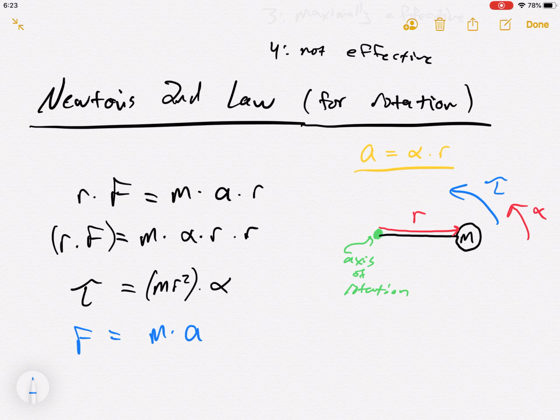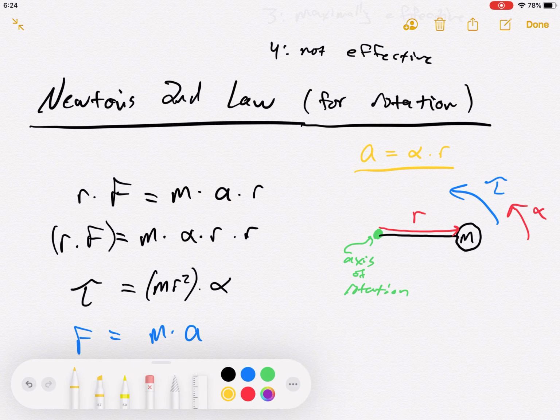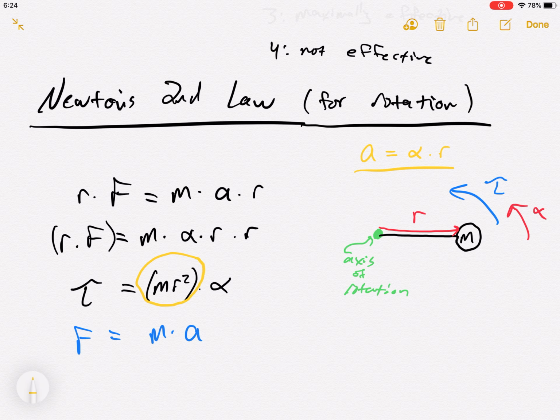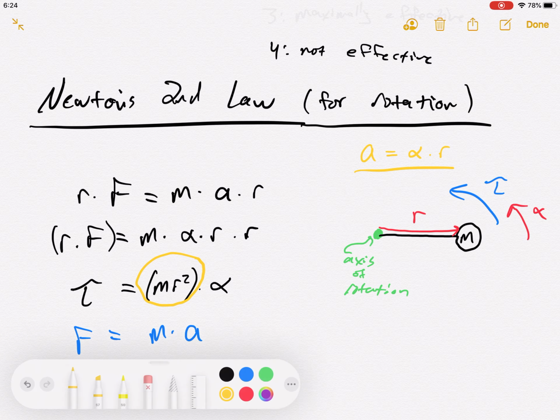But here's the trick. The proportionality constant between the force applied and the resulting acceleration for linear motion is mass, right? That's an inertia term. Remember, inertia is something's resistance to change in motion. So larger inertia means you have to apply a bigger force to get an acceleration. It's the same thing here, except now our inertia term also depends on how that mass is distributed. Let me explain.